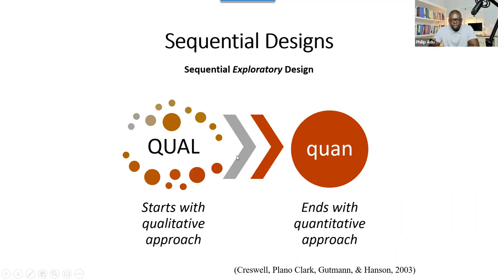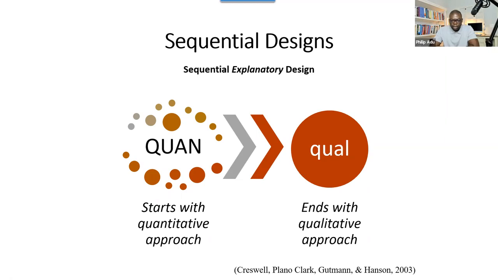For the sequential exploratory design, you start with qualitative, and you see that the qual is in caps. So this means that it's going to play a dominant role in your study, right? So you start with a qualitative approach, and then collect data, analyze, and then based on the findings, you continue with the quantitative approach. And let's go back a little bit and let me give you a little example, right?